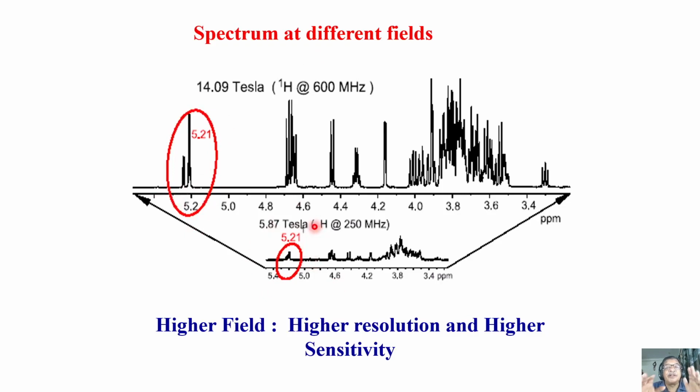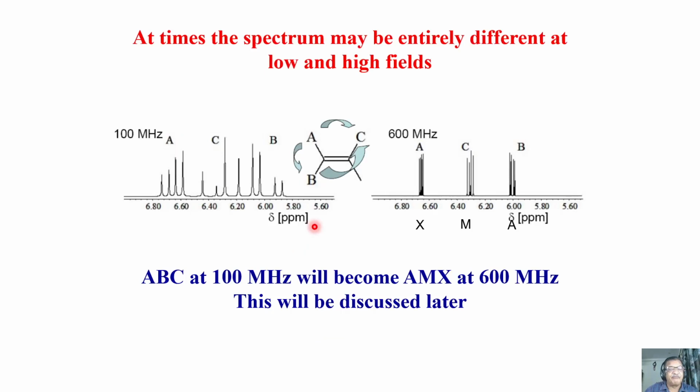So a spectrum appears different when you go to different fields. It is because the resolution becomes better and we also get a better signal to noise ratio. That is one thing. Sometimes it so happens that the entire spectrum appears different.